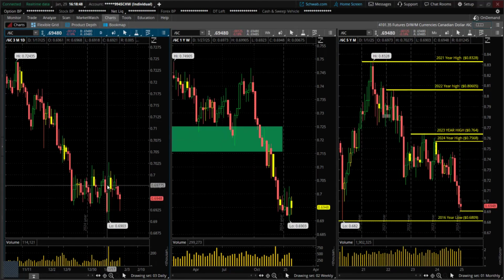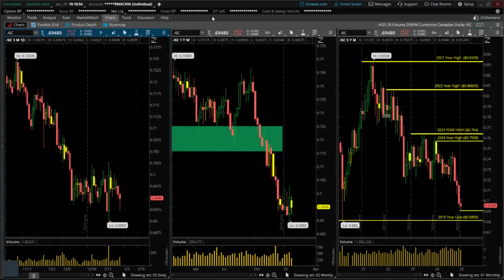Interesting. So again, we have failure up here on the weekly. I would not want to be trading this right now. There's better trades than this. Go on to the next.